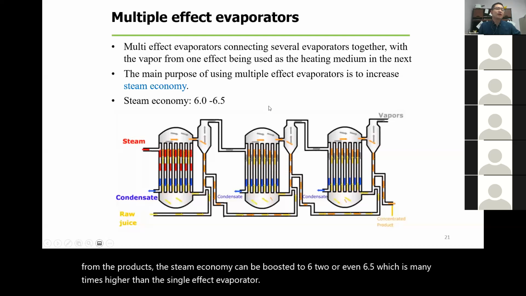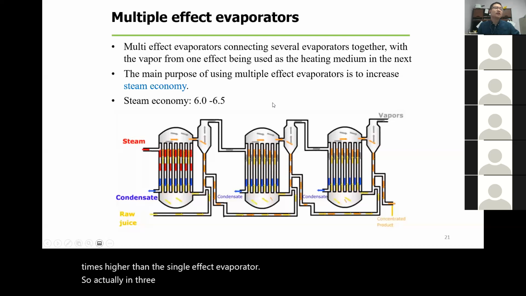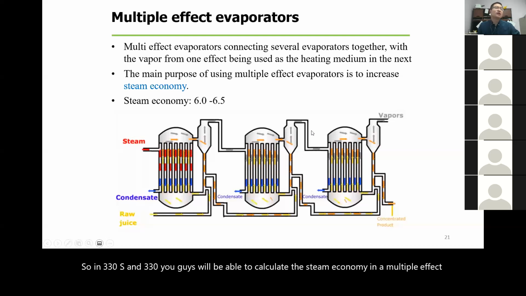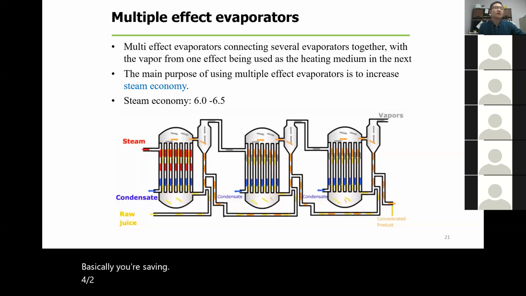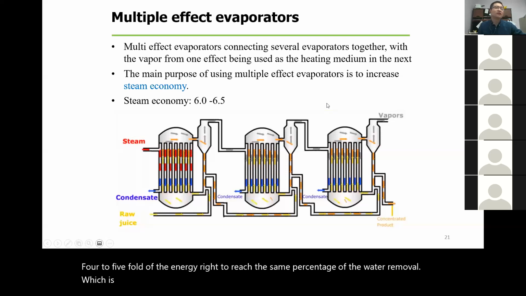Actually in FSN 330, you will be able to calculate the steam economy in a multiple effect evaporator. But here I just want to show you the definition of steam economy, and how different the multiple effect evaporator is compared to the single effect evaporator. Basically, you are saving 4 to 5 fold of the energy to reach the same percentage of water removal, which is a huge saving of energy. Any questions here?